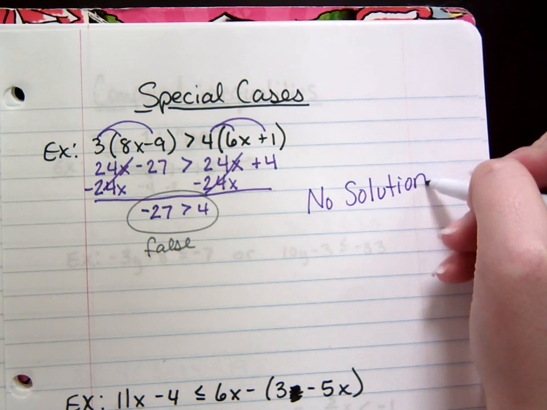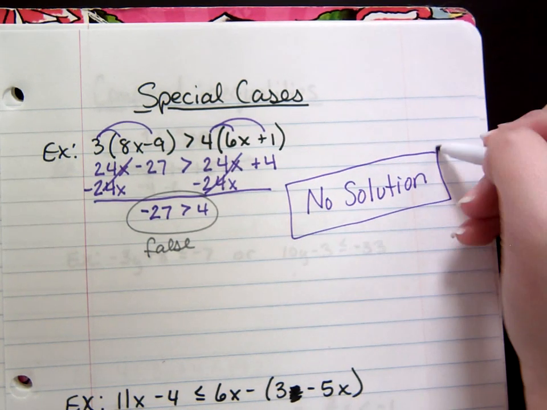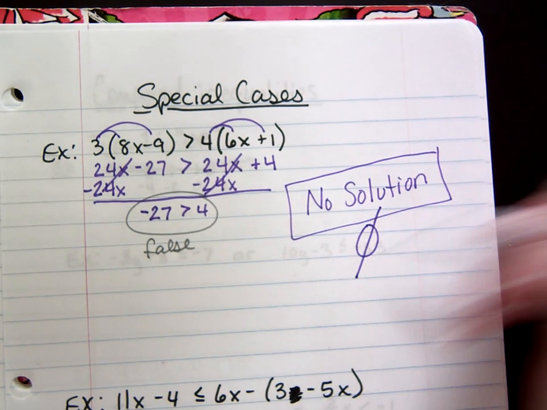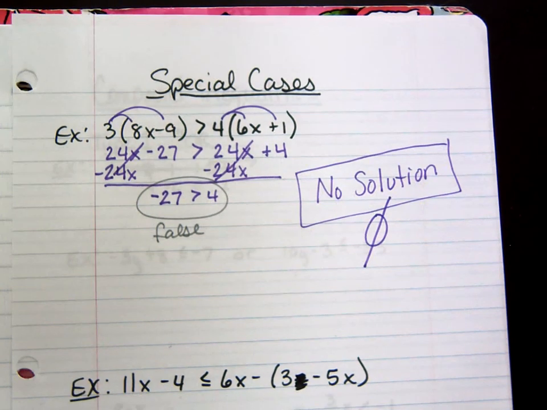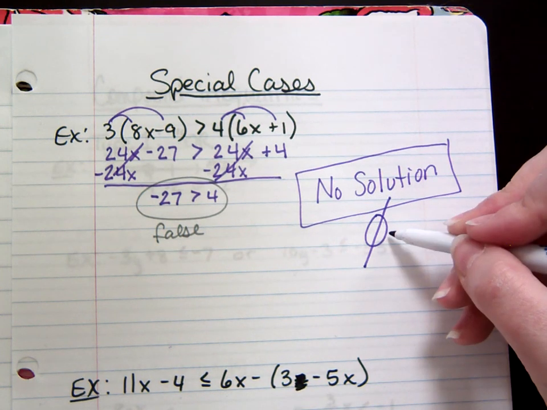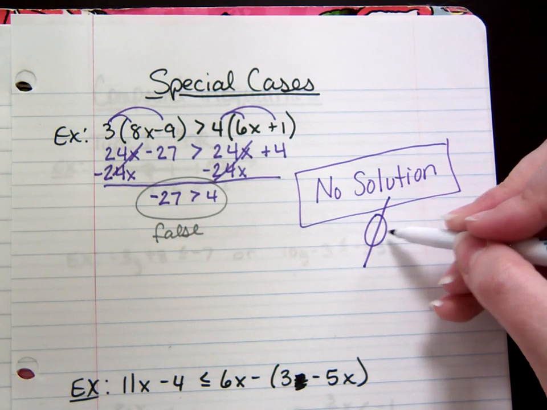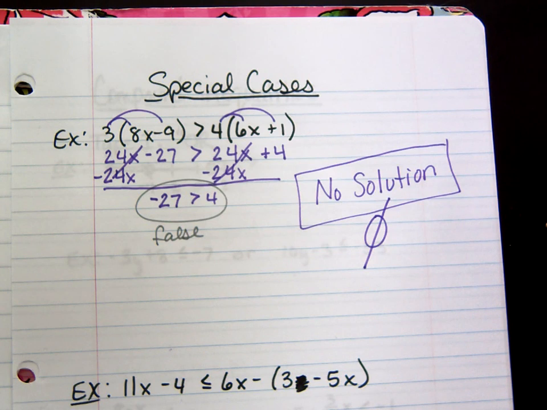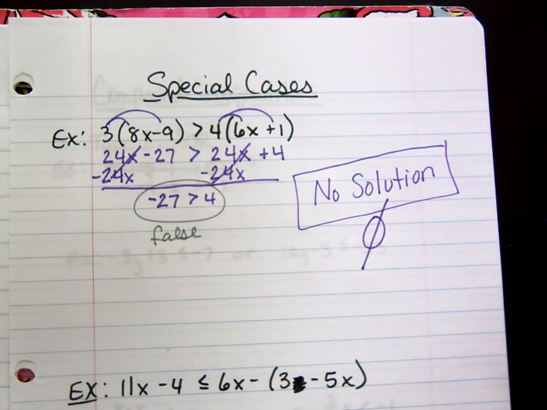If your answer is no solution, there's not really a number line for it. It is equal to the empty set. That's what this is. It's the null set or empty set. It means there's nothing in it. There's no solution in this set of answers.